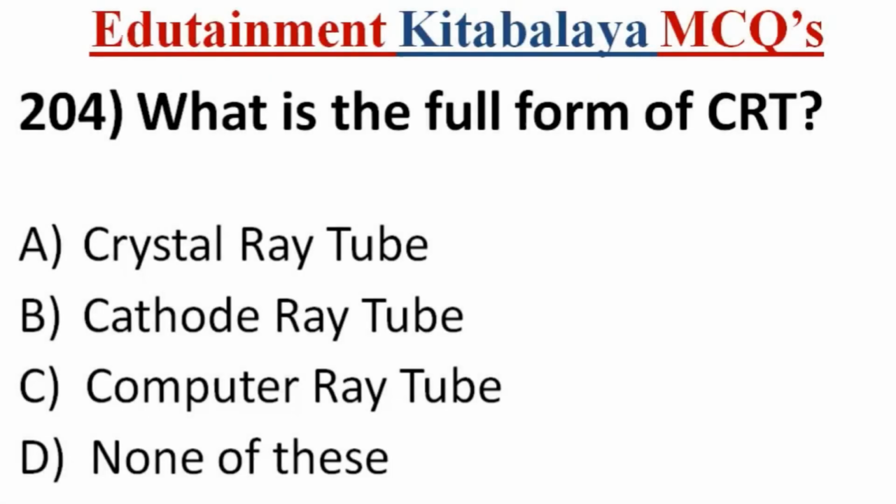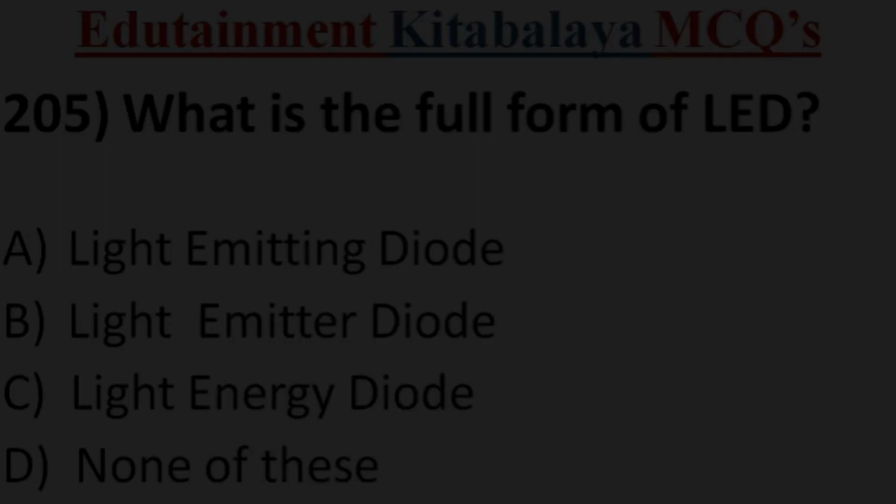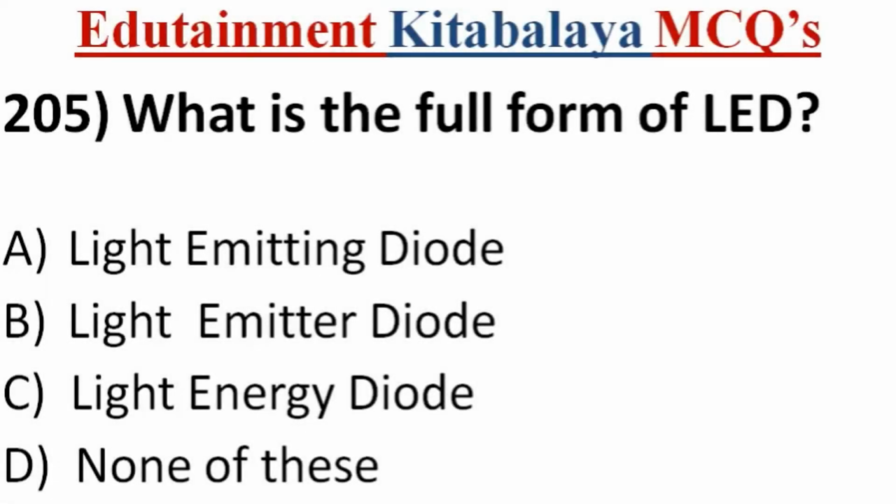Question number 204, what is the full form of CRT? A. Crystal ray tube. B. Cathode ray tube. C. Computer ray tube. D. None of these. Correct answer is B. Cathode ray tube.